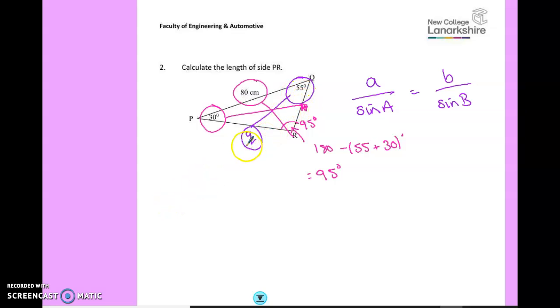I'll come down here. So this is the one I'm trying to find, I'm going to start with that one. So I get Q over sine 55 is equal to, and here's my matching pair, 80 over sine 95. Again, here we're dividing by sine 55. The opposite of dividing is multiplying.